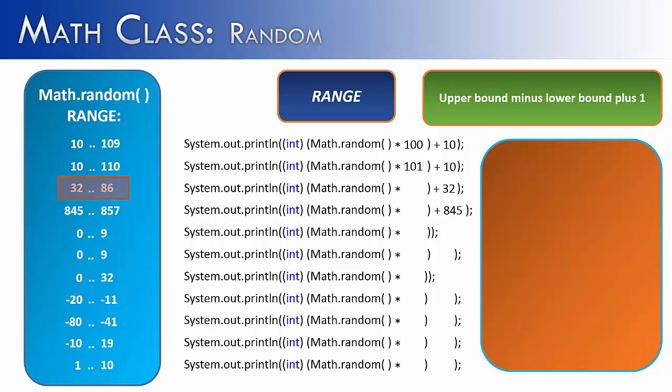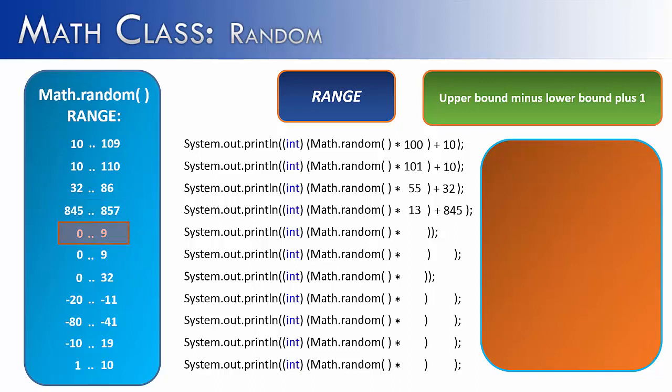Next, we're going to try to get a range of 32 to 86. The upper bound is 86 minus the lower bound, which is 32. We get 54, add 1, and 55 is the value that goes inside the parentheses. Lastly, in this set, 857, which is the upper bound, minus the lower bound, which is 845. We get 12, add 1, 13 goes inside of our parentheses.